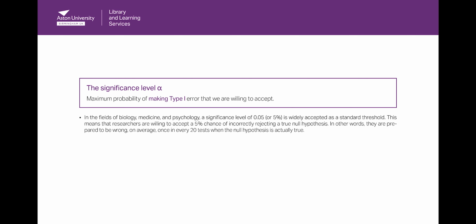In many scientific studies, including biology, medicine, or psychology, a significance level of 0.05 or 5% is widely accepted as a standard threshold. It means that researchers are willing to accept a 5% chance of making a type 1 error. They are prepared to be wrong on average once every 20 tests, when the null hypothesis is actually true.